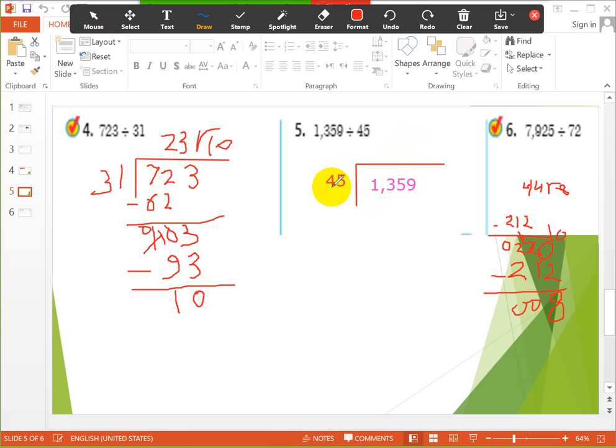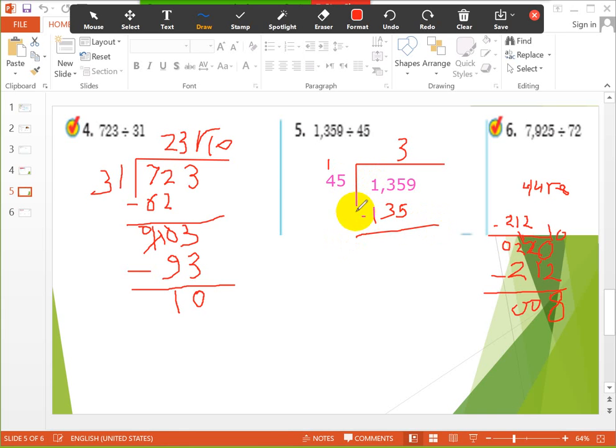135 divided by 45. How many 45s in 135? I think it will be 3, as you said, 3 in the tens digit. Now 3 multiplied by 45 equals what? 3 times 5 equals 15. So I will put 5 here and 1 above the tens. Now 3 times 4 equals 12, plus 1 equals 13. So look, the same answer.